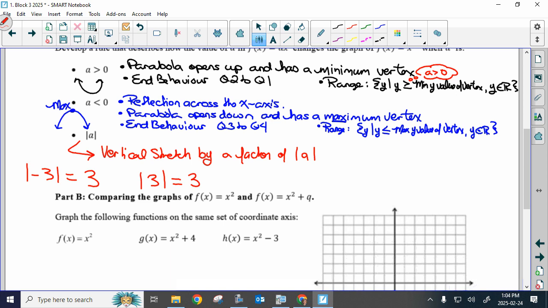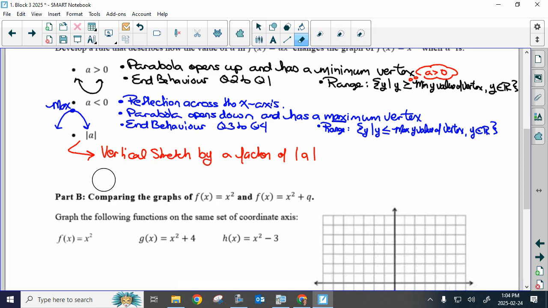No direction to it. So when I say the absolute value of a, I would say a vertical stretch by a factor of the absolute value. The negative sign does something different. If you have a negative sign, it's a reflection. If you don't have a negative sign, you would not say reflection at all. The absolute value of a just means the negative sign does something different. The magnitude of a gives us our vertical stretch. So it's a vertical stretch by a factor of the absolute value of a, and you have to say from the x-axis.